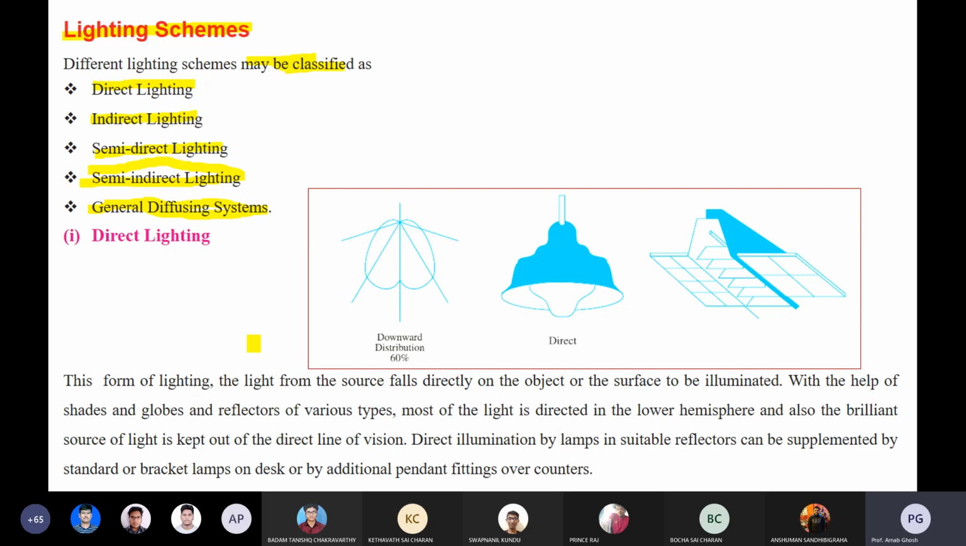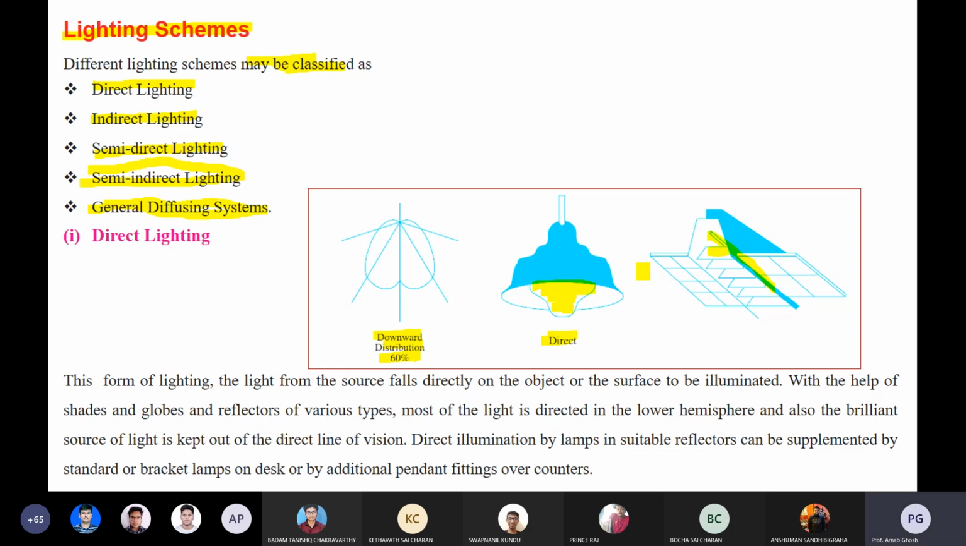Here you can see the downward 60% of light is coming directly from this one. So this is direct lighting. Direct lighting means there are holders and all the light is coming directly downward. Then indirect lighting, where there are also some reflectors, so the light can be reflected in other directions also.